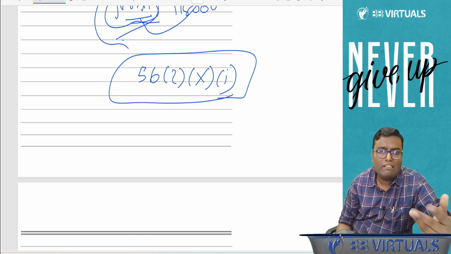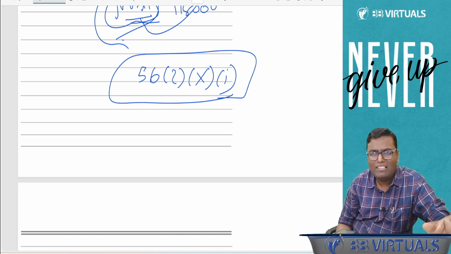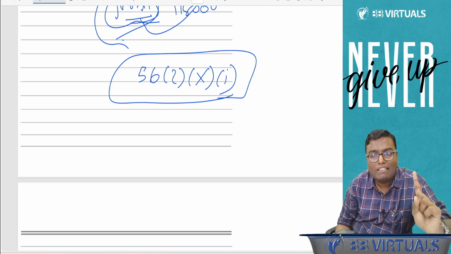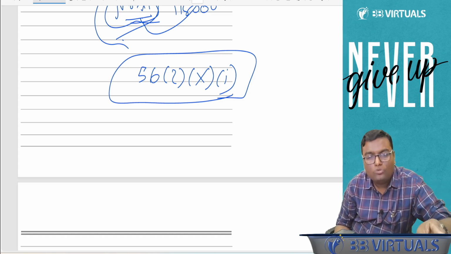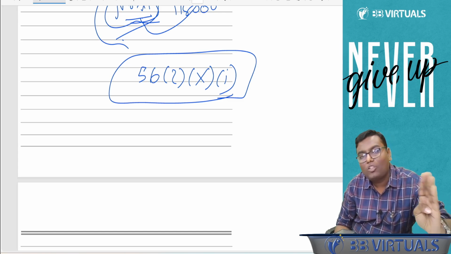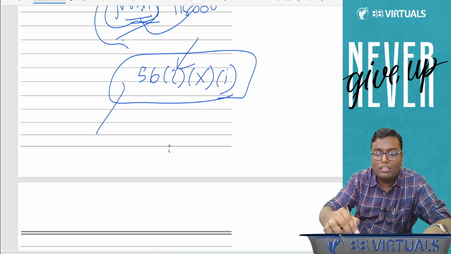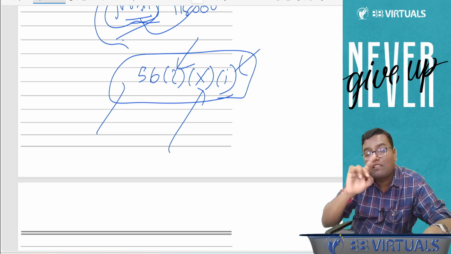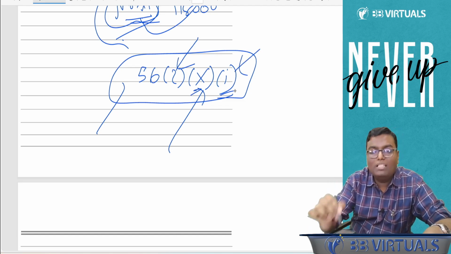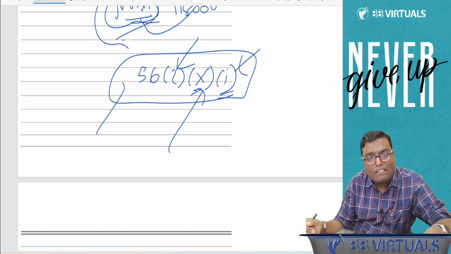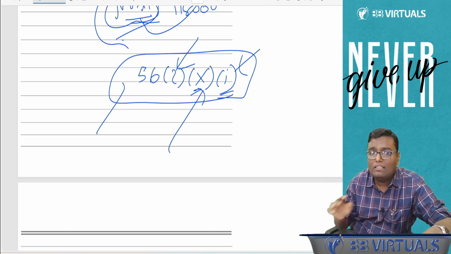What I have written: 56 bracket 2 bracket X bracket I. Is it to be read like this? No. You must be aware, you have cleared your CA Foundation. It is section 56, subsection 2, clause 10, subclause 1. First section, second subsection, third clause, fourth subclause. And this is in Roman, so it is not X and I, it is 10 and 1.